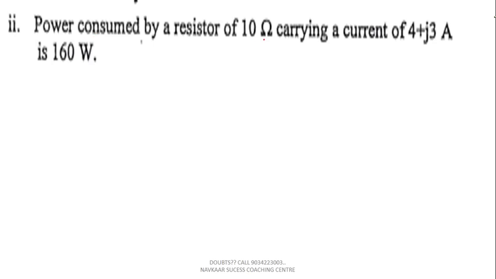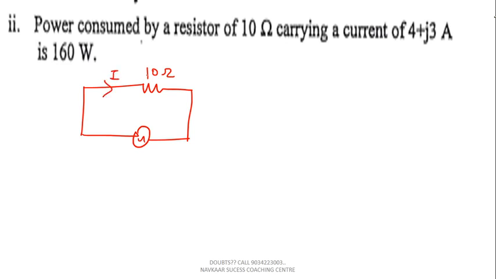Power consumed by a resistor of 10 ohm. Let us draw the diagram first. We have one resistor, 10 ohm, and we have given an AC supply, and the current flowing through it is I equal to 4 plus j3 ampere, and they said power is 160 watt. So now let's calculate the value of power.